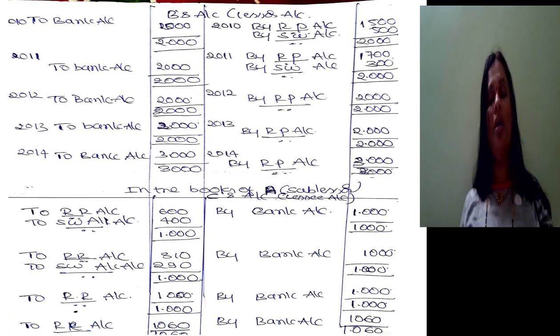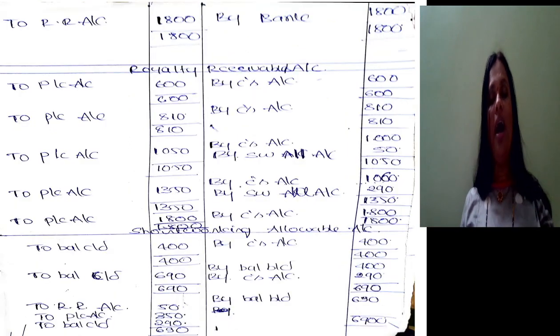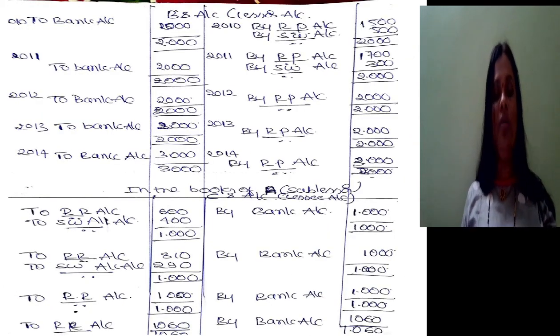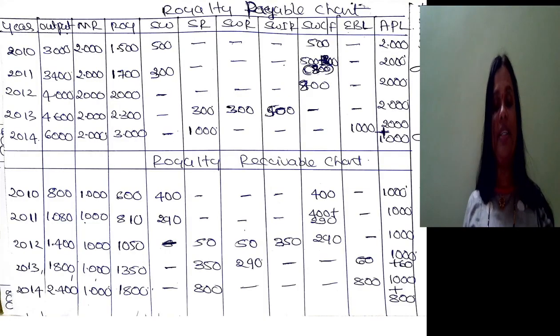Lessee is C, and royalty receivable account, he is having the right to get royalty from C, and short working allowable account. If there is any short working, it will be recouped in the next 2 years of occurrence. So the lessor is allowing recoupment, that's why in the books of lessor it is called short working allowable account. Now we look at the royalty receivable chart.